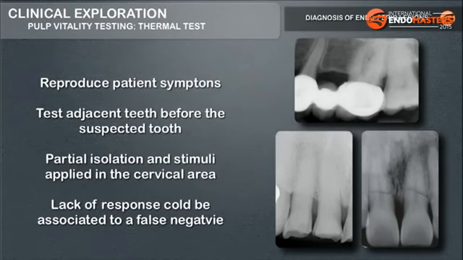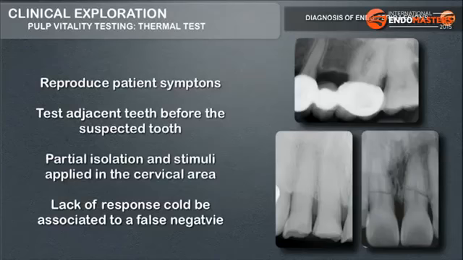Thermal tests are designed to reproduce patient symptoms and thus reproduce their pain. One must first have the patient experience the response of a normal pulp before proceeding to test the suspected tooth or teeth. Teeth must be dry and isolated with cotton rolls, and the hot or the cold stimuli should be applied in the cervical area, where the enamel is thinnest.